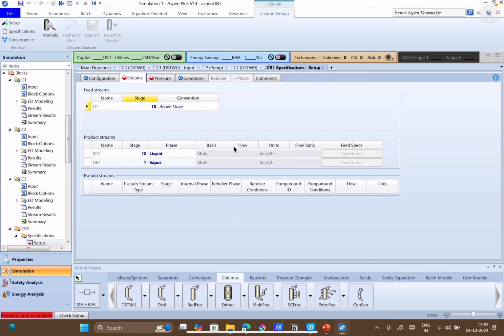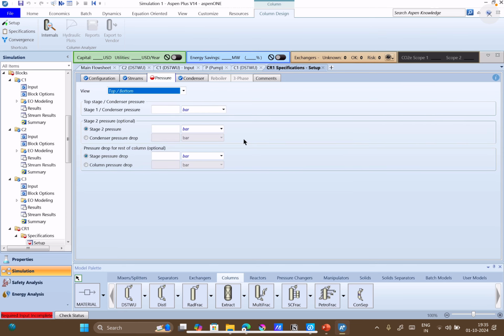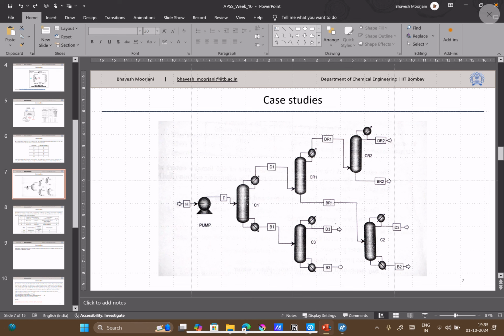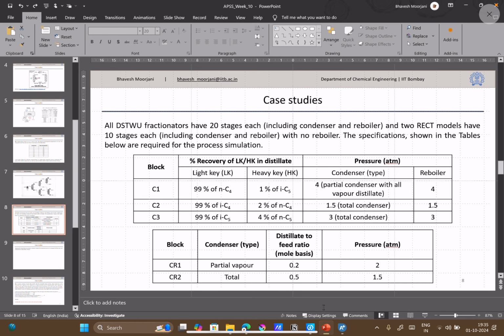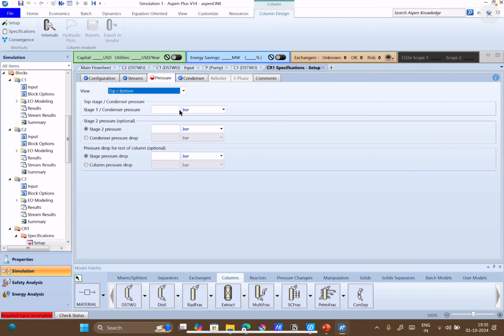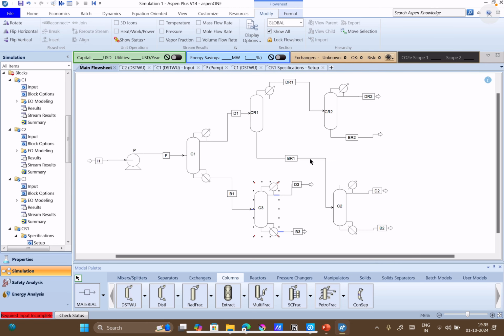So feed should be on stage 10, at the bottom stage, and once we do that, you can see it has turned green. Now the pressure value. For the first column, the pressure value is given as 2 atmosphere. Let's provide that.